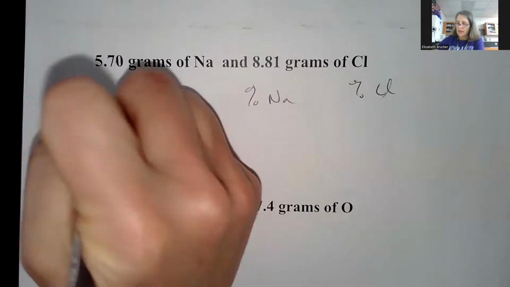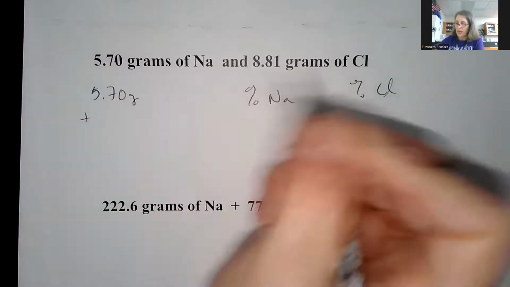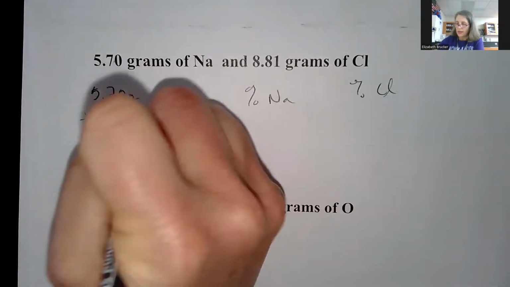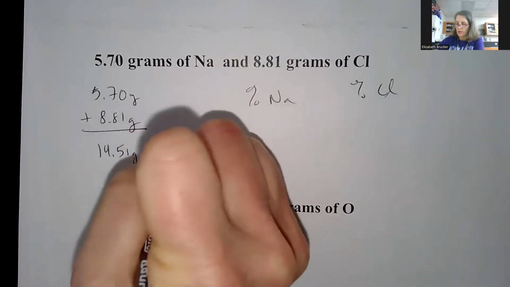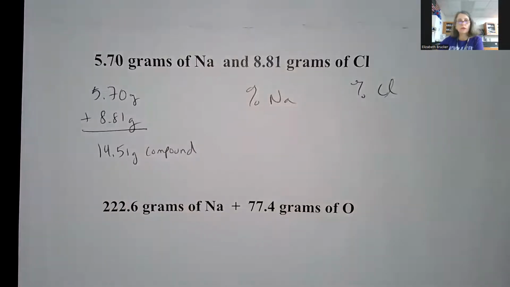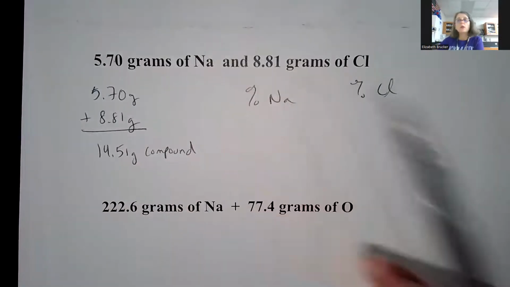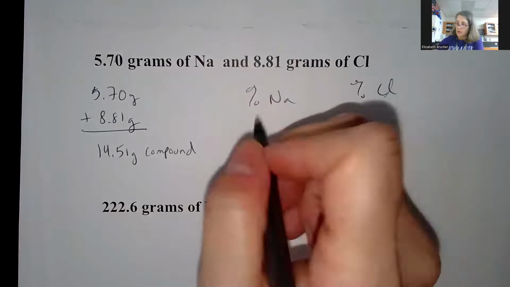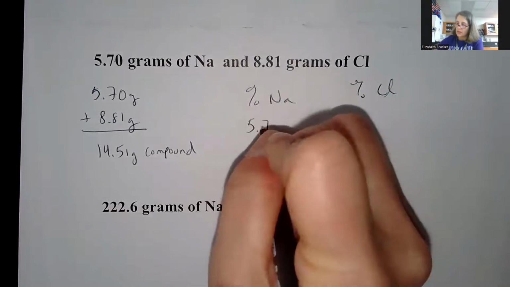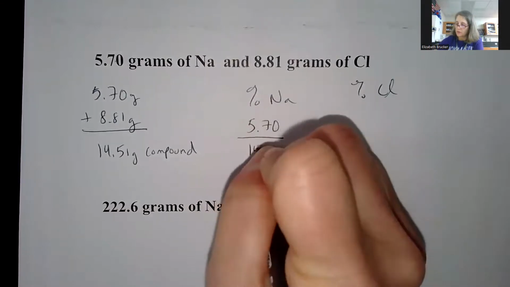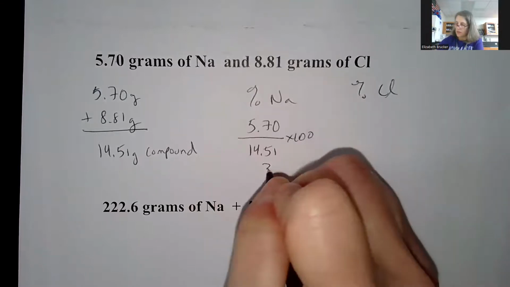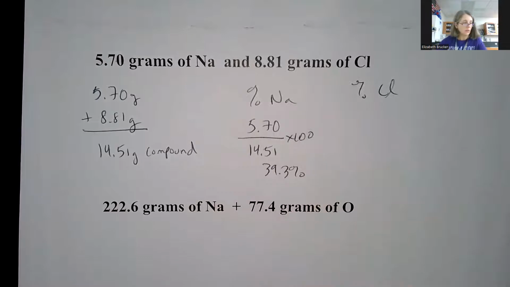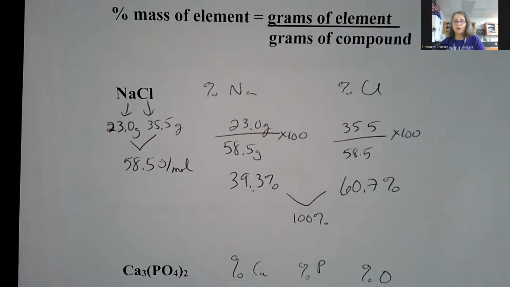So instead, I'm going to take the 5.7 grams and add it to the 8.81 grams, and I get a total of 14.51 grams of the whole compound. Again, we are assuming there are no other elements there. So how much sodium is in there? I'm going to take the 5.70 over the 14.51 and multiply it by 100, and I'm going to get 39.3%. And by the way, that's going to agree with what we got in the previous problem.